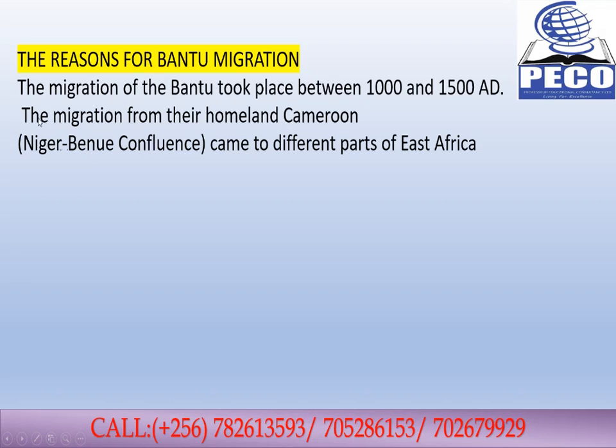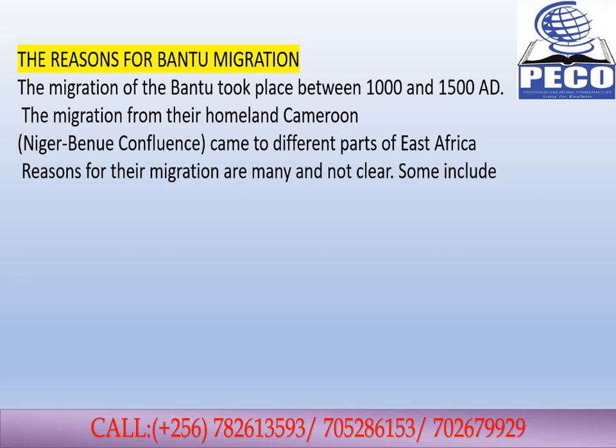Okay, a place where two rivers meet is known as a river confluence. So where River Niger meets River Benue, it is what we call the river confluence. So they came to different parts of East Africa.